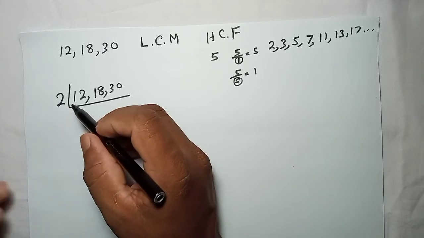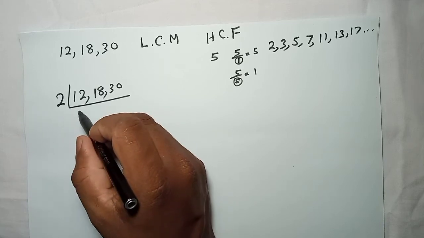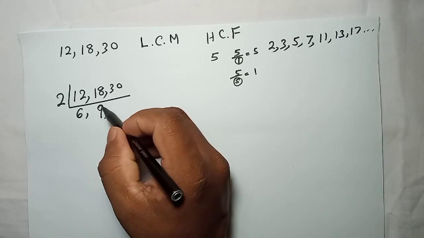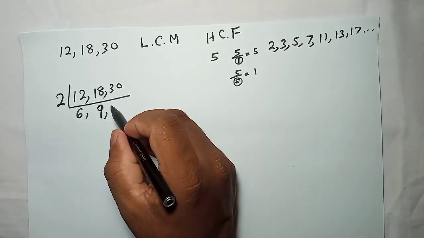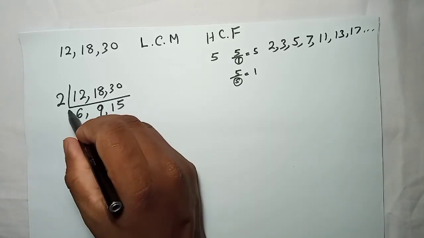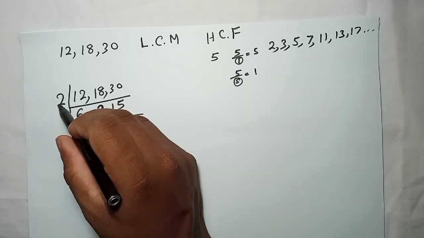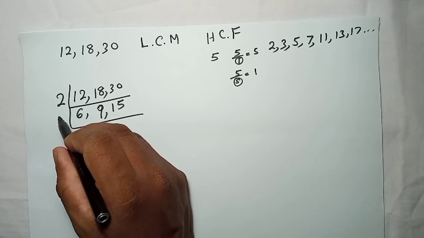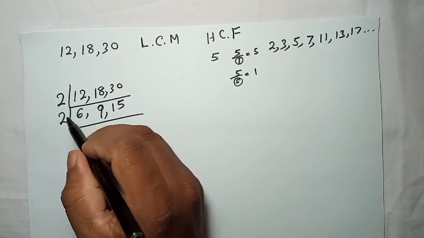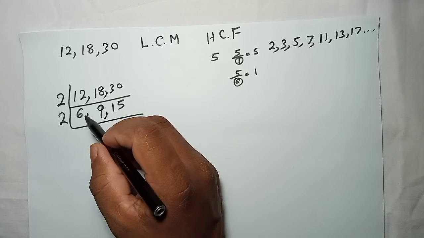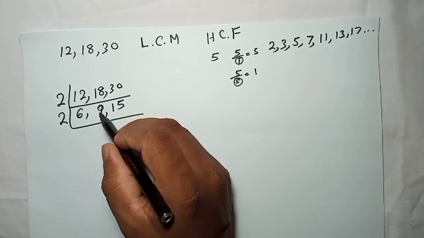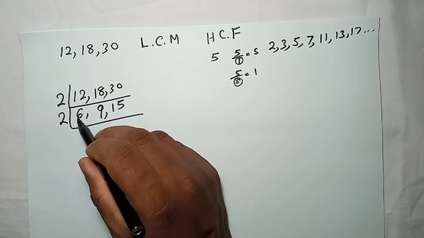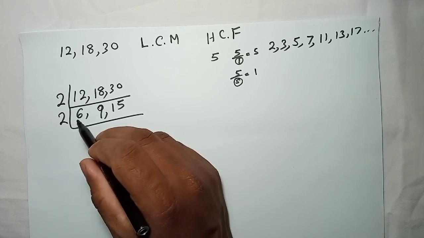Then when you divide this 12 by 2, the answer will be 6. And 18 divided by 2 will be 9. And 30 divided by 2 will be 15. Now again you should divide by 2. But you will be confused here. 9 you can't divide by 2. 15 you can't divide by 2. Yeah, but you have 6 here. 6 you can divide by 2.